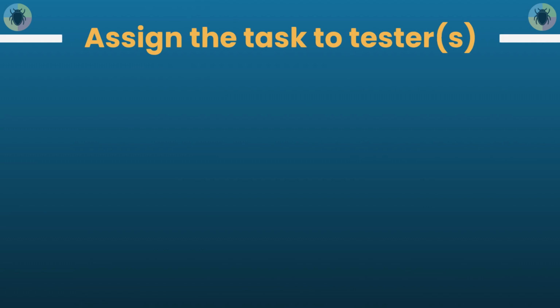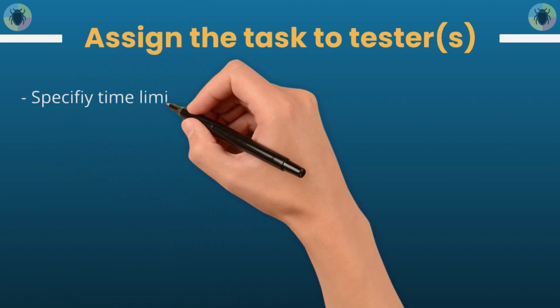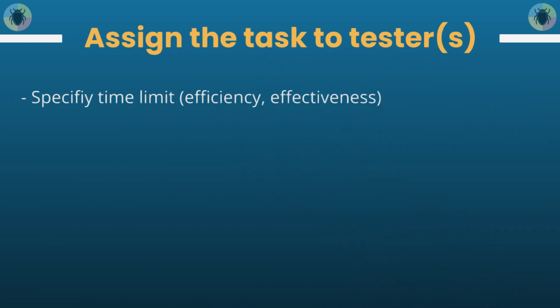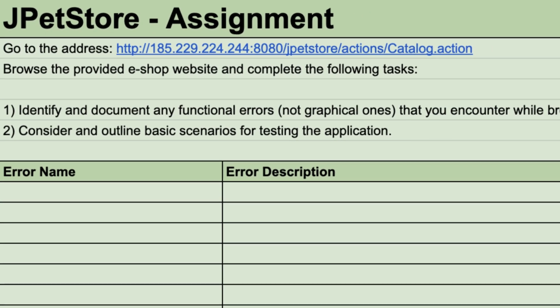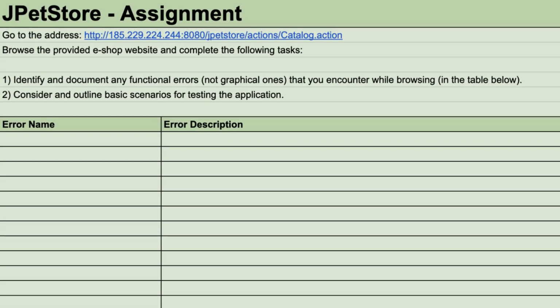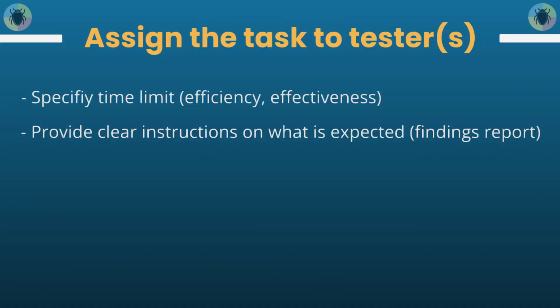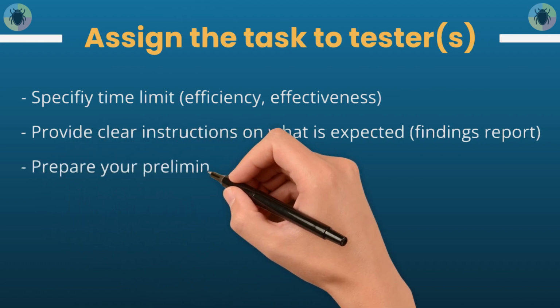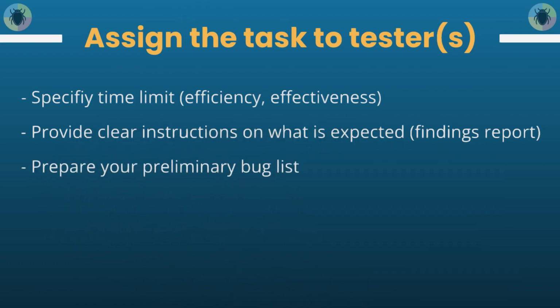Here's how to proceed. Assign the testing task to your testers, giving them a specific time limit to thoroughly explore the application and find bugs. This time frame will help you gauge their efficiency and effectiveness. Before they begin, make sure to provide clear instructions on what is expected so they know exactly what to look for and how to report their findings. As you review their work, you'll be able to evaluate their ability to quickly identify and document problems based on the preliminary bug list you created.